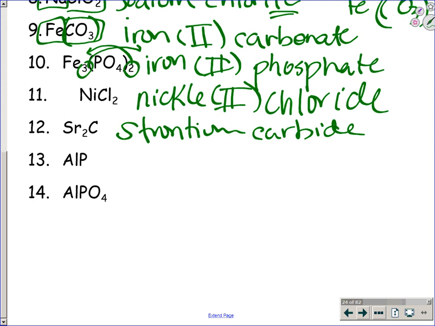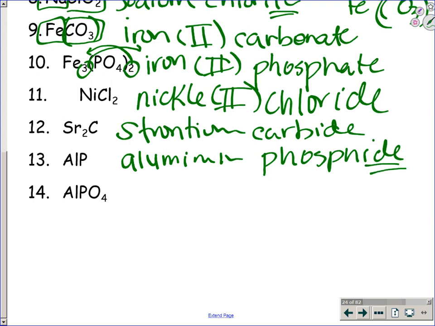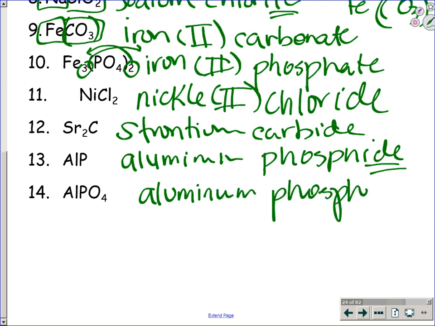13. Aluminum phosphide. Good, because that's coming straight from the periodic table. Ides are straight from the periodic table. Next one. Aluminum phosphate. Good. And if you need to put parentheses around that to help you see phosphate, that's the value of putting that there.